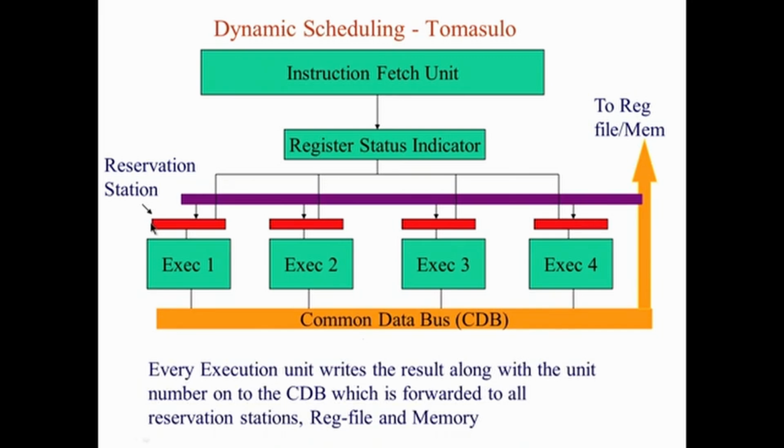Every execution unit writes the result along with the unit number onto the common data bus, which is forwarded to all reservation stations through this violet bus and also to the register file or memory. So if I am waiting for a result, it will come to me through the violet bus. Able to follow, right?